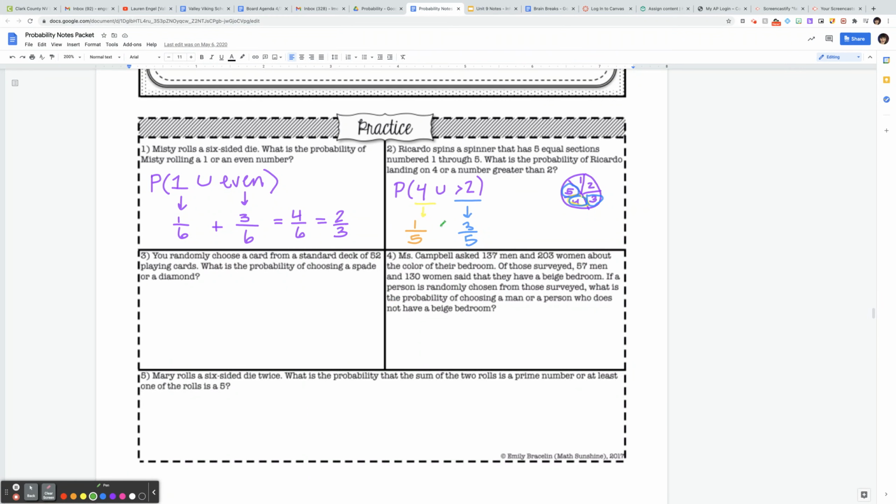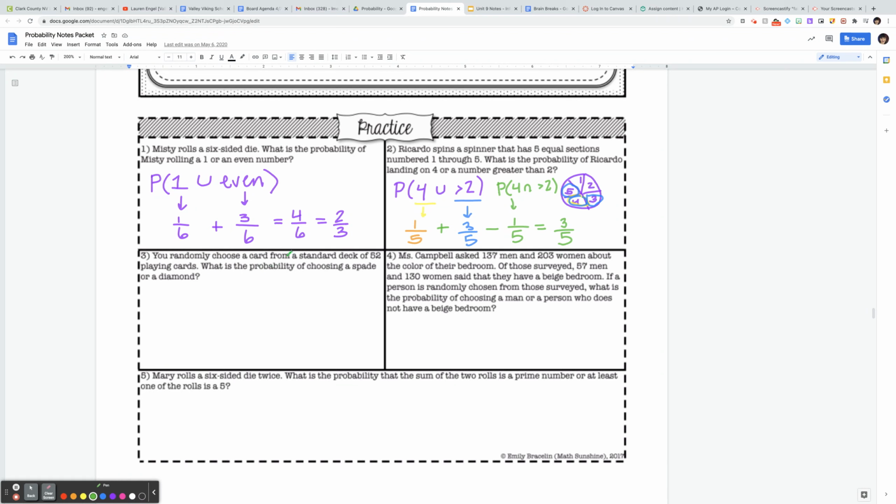But I can't have this 4 counted twice, okay? So what I have to do, remember, the addition rule says I would add these 2 together, and then I have to subtract out the overlap, right? What they have in common. So they have in common 1 out of 5, right? So this right here is the probability of rolling a 4 and having it be a number greater than 2, right? I'm subtracting out the intersection, okay? So you have 1 plus 3, which is 4, minus 1, which is 3 again. So 3 out of 5 would be your probability for that one.